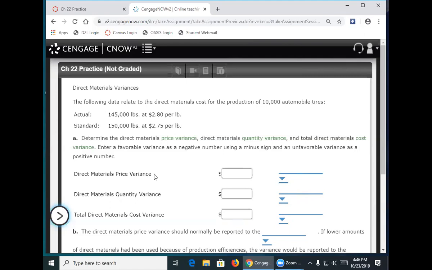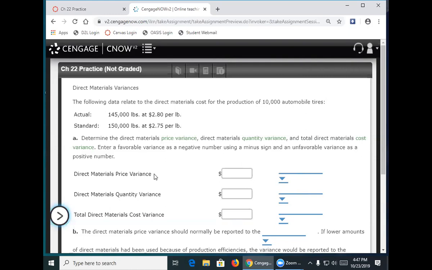So really, these are pretty simple. It's just using the formulas. For example, they give us our actual. It actually took us 145,000 pounds at $2.80 per pound to make 10,000 tires. But the standard is 150,000 pounds at $2.75 per pound. When you just eyeball it, you can easily see that it took less quantity, but we paid more, our rate was higher. Obviously you can tell, but we want to calculate the actual variance.